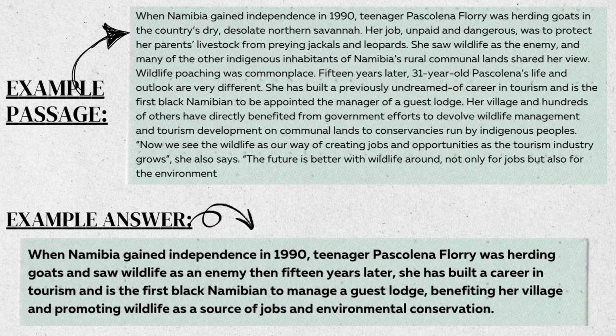The example passage says, when Namibia gained independence in 1990, teenager Pascalina Flori was herding goats in the country's dry, desolate northern savanna. Her job, unpaid and dangerous, was to protect her parents' livestock from preying jackals and leopards. She saw wildlife as the enemy, and many of the other indigenous inhabitants of Namibia's rural communal lands shared her view. Wildlife poaching was commonplace.